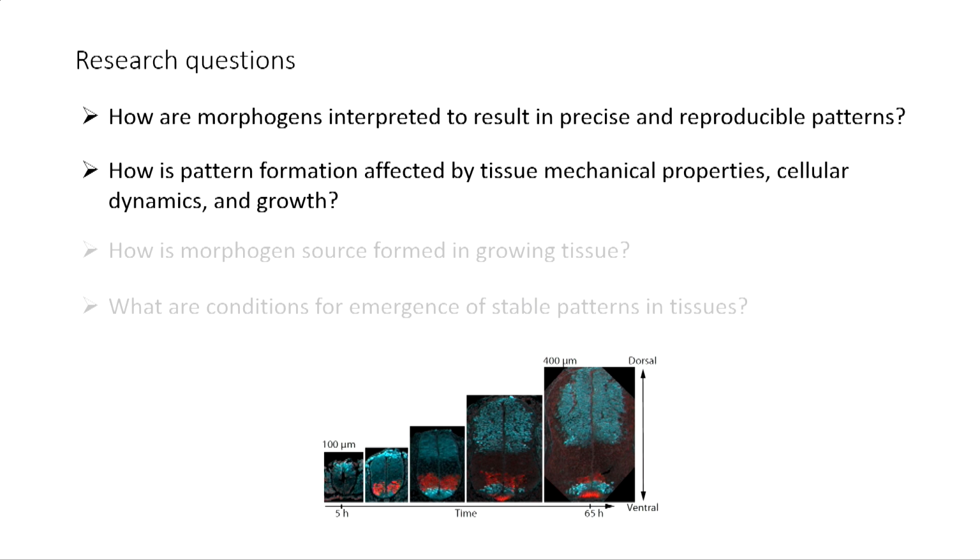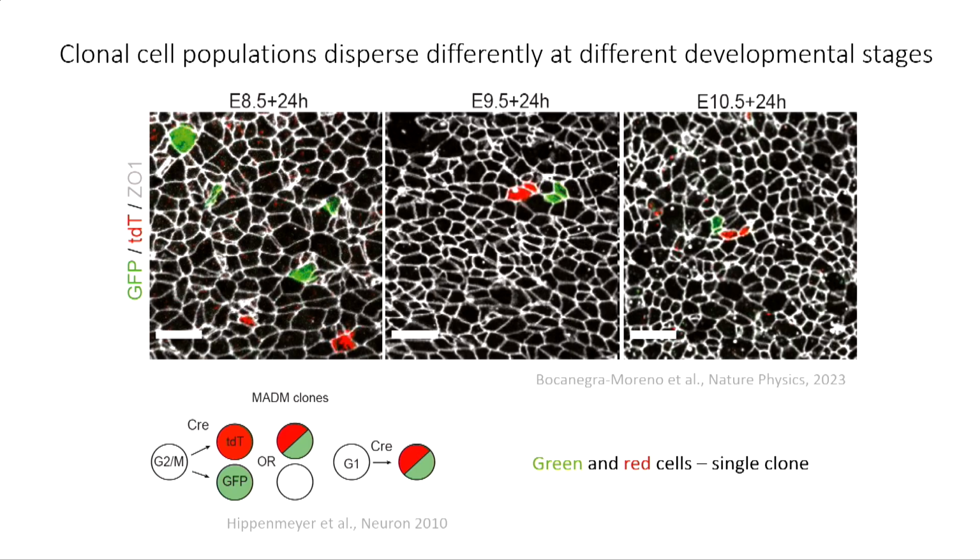And now the next part of the story. So far the tissue was represented by the continuous variable x. But of course, already from the images that I showed you, you saw that it's not continuous. It's discrete, it's made of cells, it's neuroepithelium. The cells are dividing, the tissue is growing, there is some cellular dynamics related to nucleus movements. So how does this affect pattern formation? That was our next question.